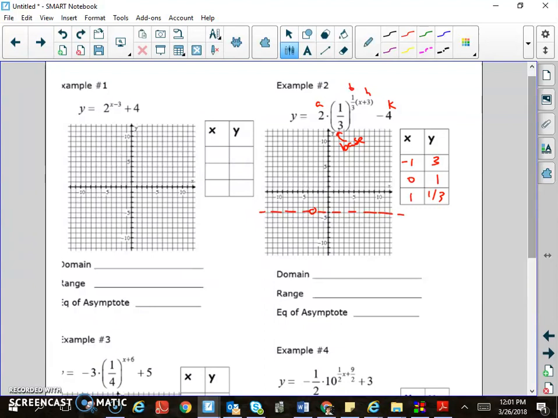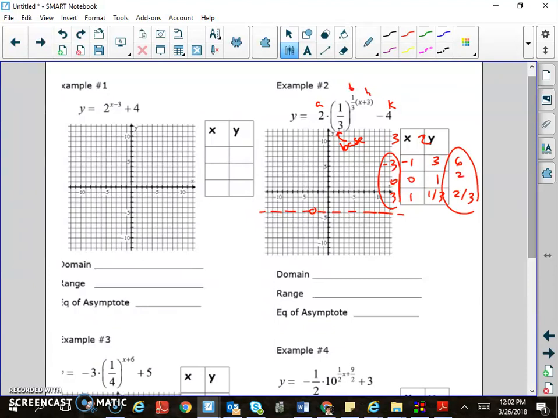It's the same way. Since B is 1/3, you're going to multiply the x's by 3, because you reciprocate it. Since A is 2, you're going to multiply the y's by 2. So you get -3, 0, 3, and then you get 6, 2, 2/3. These are the new numbers that you plot on the sketch.